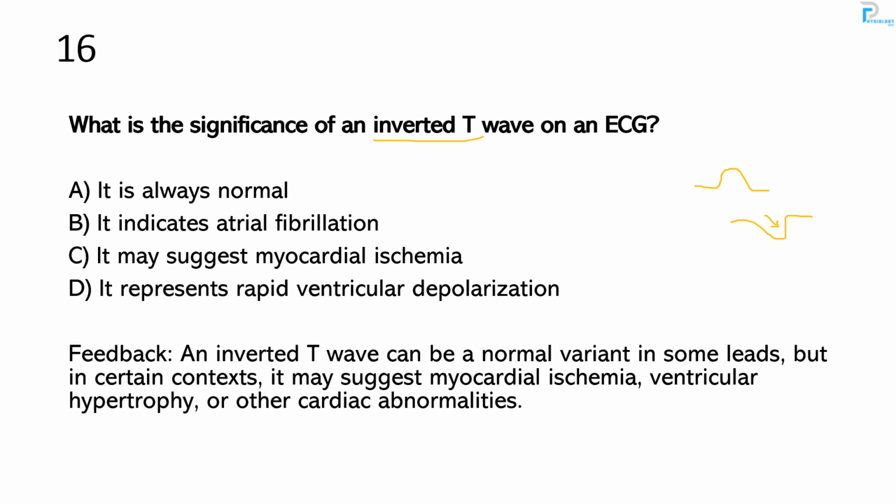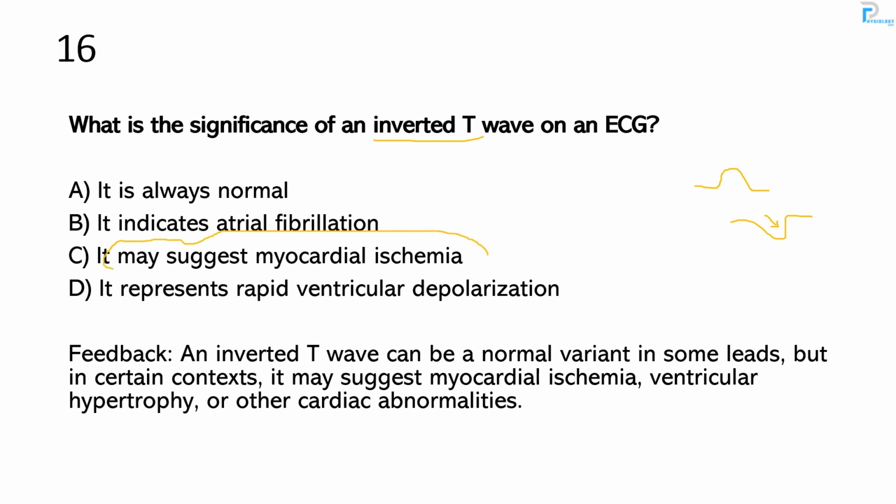Does it indicate atrial fibrillation? Again, atrial fibrillation will affect the P wave more. It may suggest myocardial ischemia or represent rapid ventricular depolarization. The latter is also wrong because ventricular depolarization is represented by the QRS complex. So we are left with the option that it may suggest ischemia, and this is the correct answer.